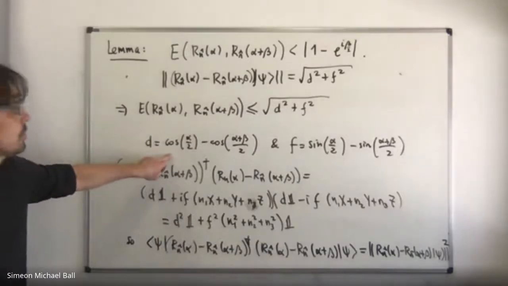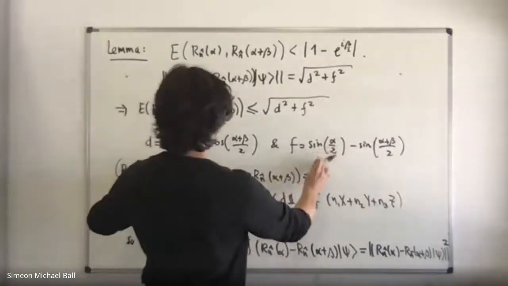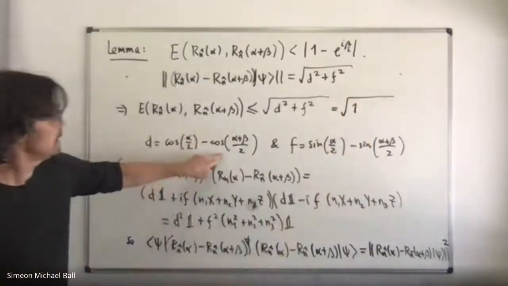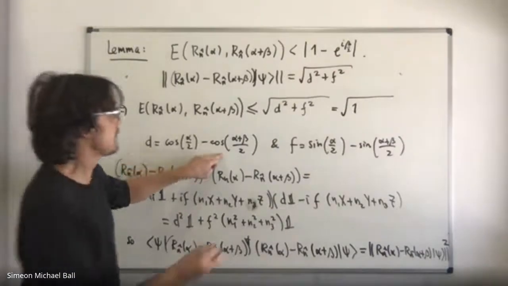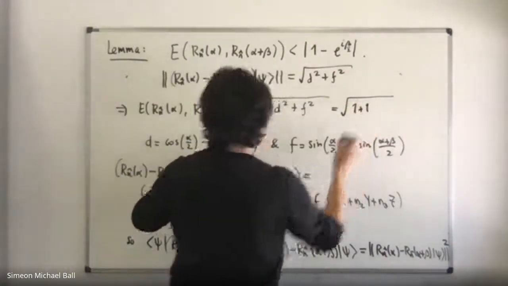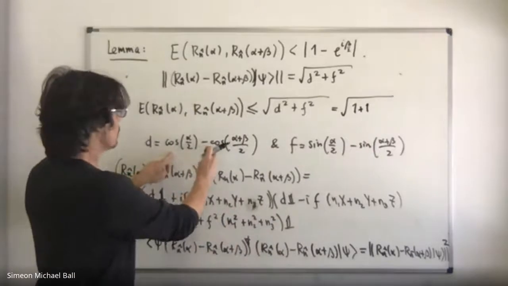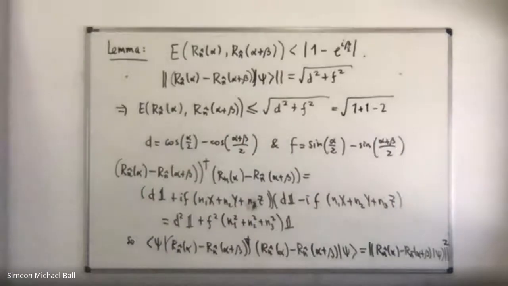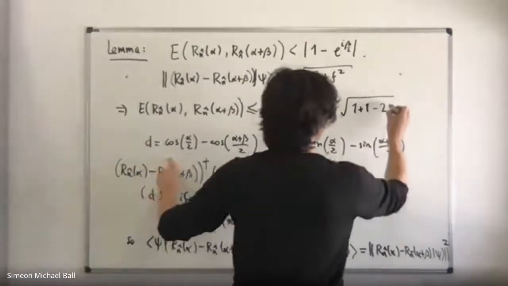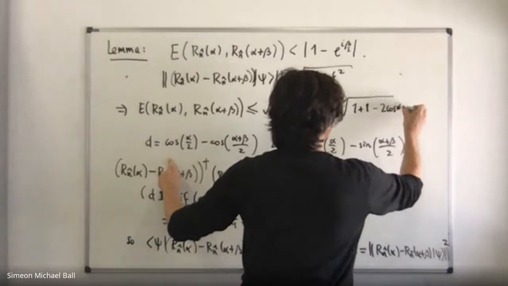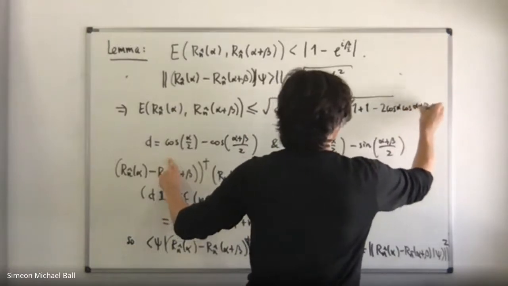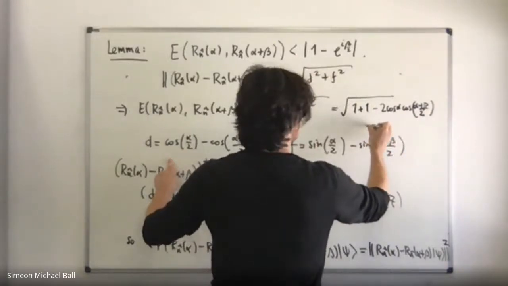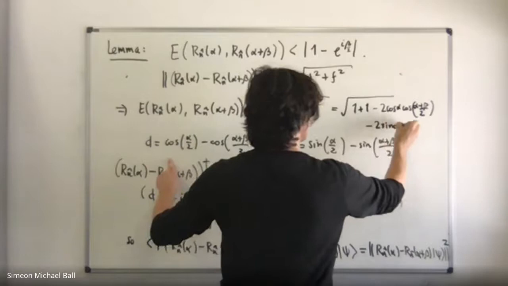What is d squared plus f squared? Well, you're going to have sine squared plus cosine squared, so this is 1. Here you're going to get another cosine squared plus sine squared, so that's another 1. And now we have the two cross terms. So minus twice cos, cos. I haven't got enough space for this. Minus twice sine, sine.